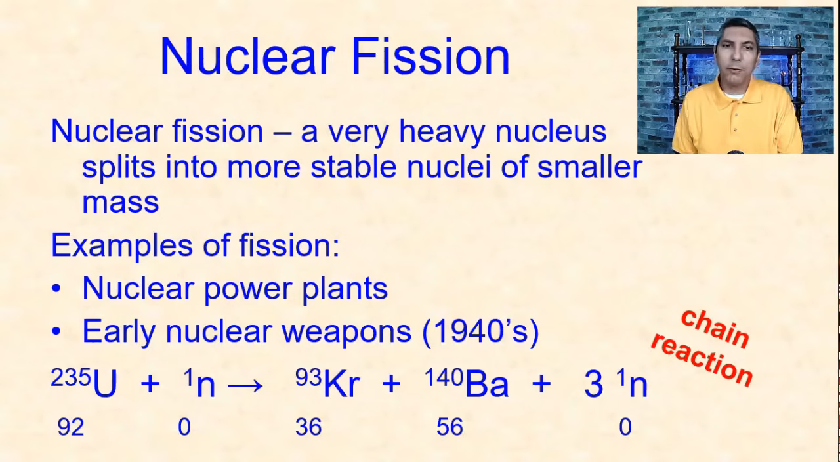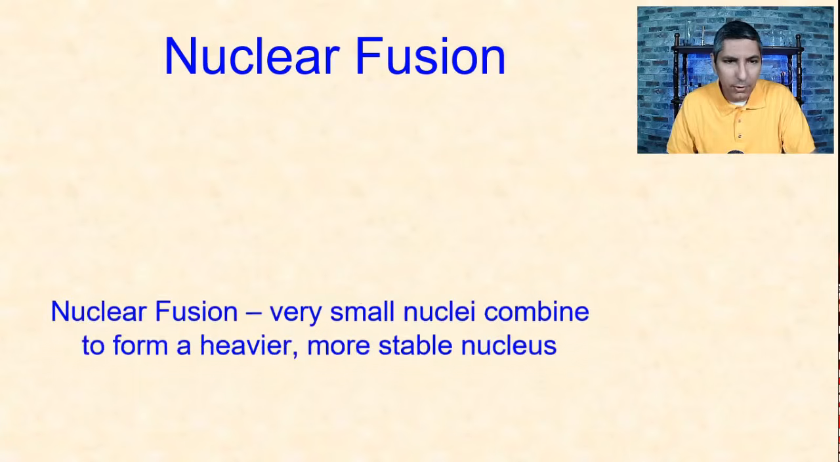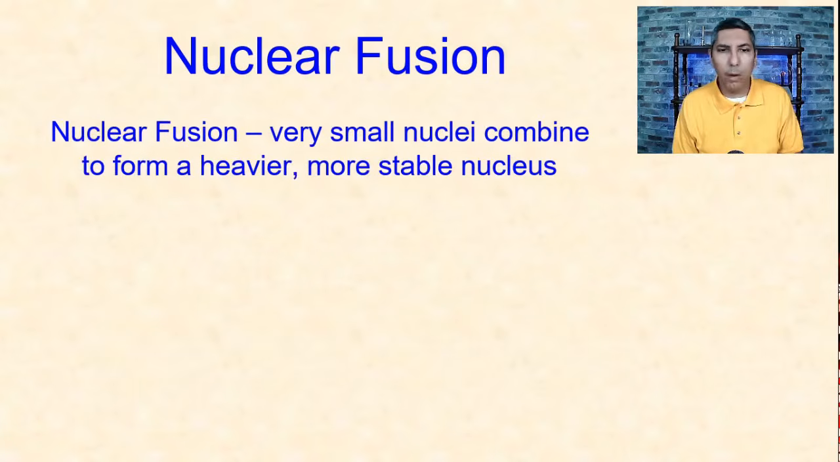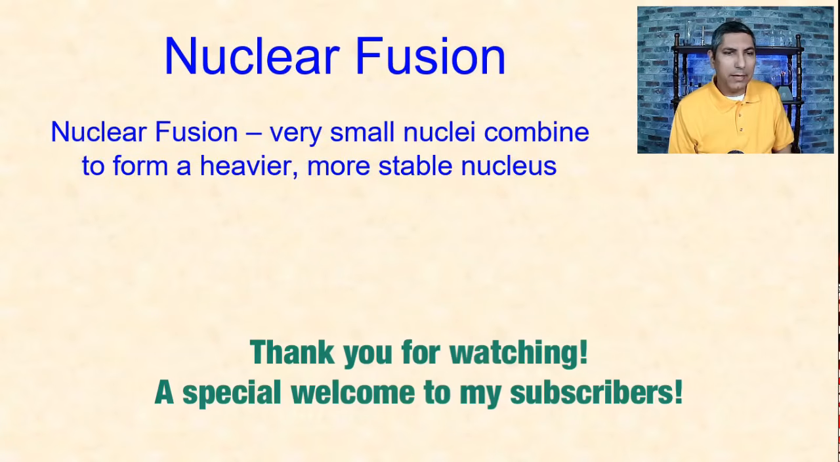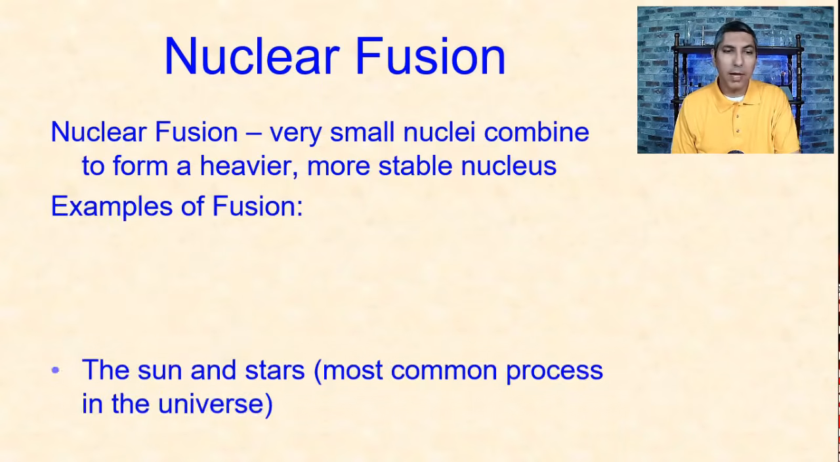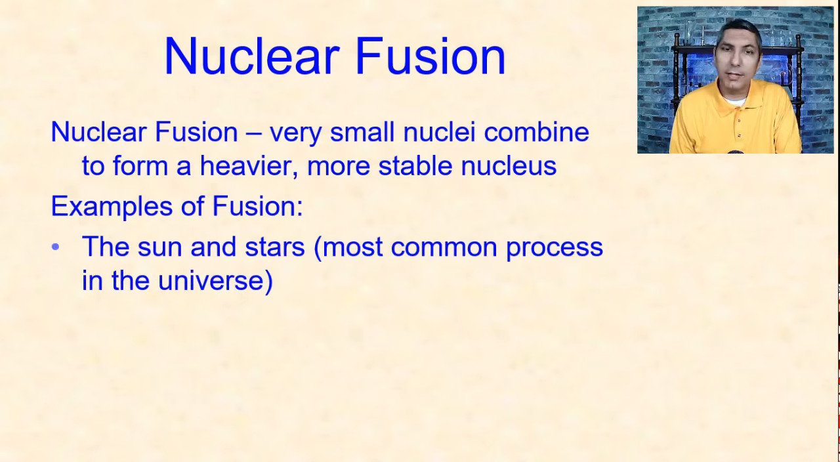Now, the other type of nuclear process that you need to know about is nuclear fusion. If fission is splitting the atom, fusion is putting atoms together. This is literally taking very small nuclei and combining them to form heavier, more stable nuclei. And so probably the best example of this would be what's taking place in the sun and stars.